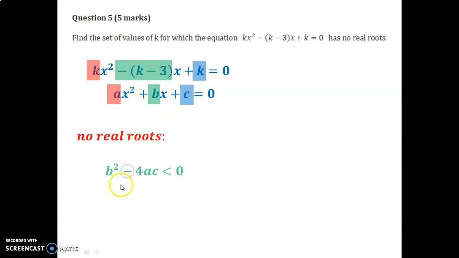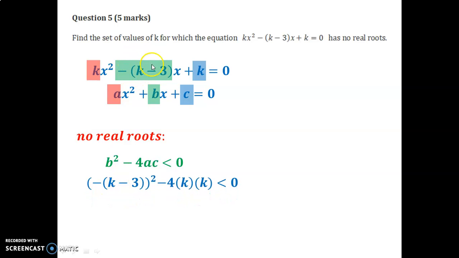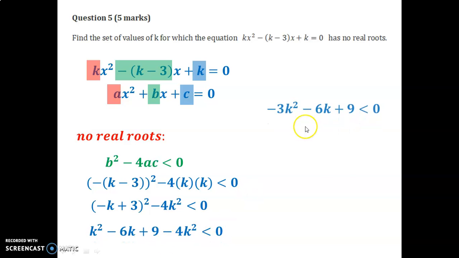So no real roots means the discriminant is negative, so less than 0. So b squared is this whole thing squared minus 4 times a times c. That gives you this, then this, and now we have a quadratic like this. Check the work carefully. There's a quadratic. That quadratic must be less than 0. When I divide by negative 3, I get this. But when you divide by a negative, the sign changes direction like this. That's important. Now we have a quadratic that must be greater than 0.